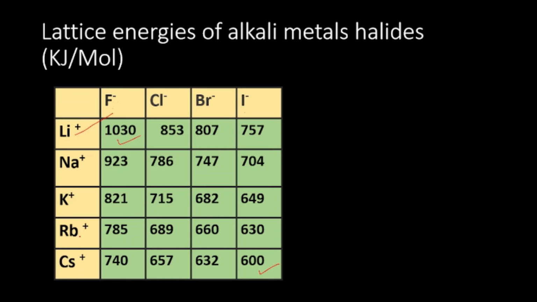And here the cesium ion is the biggest in this group, and iodide ion is the biggest among these anions. So the force of attraction between cesium ion and iodide ion will be the least one. So the lattice energy of this compound will be the least value. So in this video, we have studied the two definitions of lattice energy and the factors affecting lattice energy.